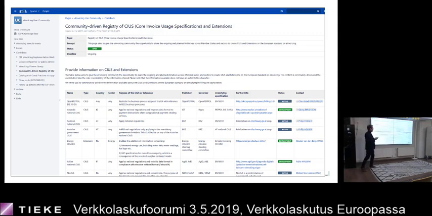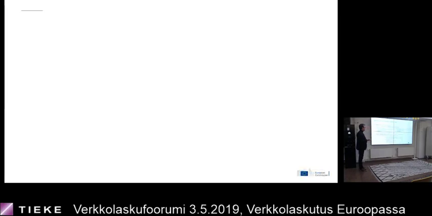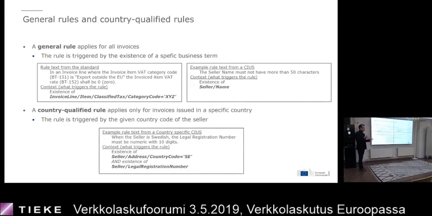One thing that PEPPOL is doing is that since the PEPPOL CIUS is used in many countries at the same time, there are still some country requirements. For example, in Sweden, we have a set of rules that we would like to validate. If you use a Swedish organization number, it has this format. If you have a VAT, we only have these three rates. And so on and on. We have a handful of business rules.